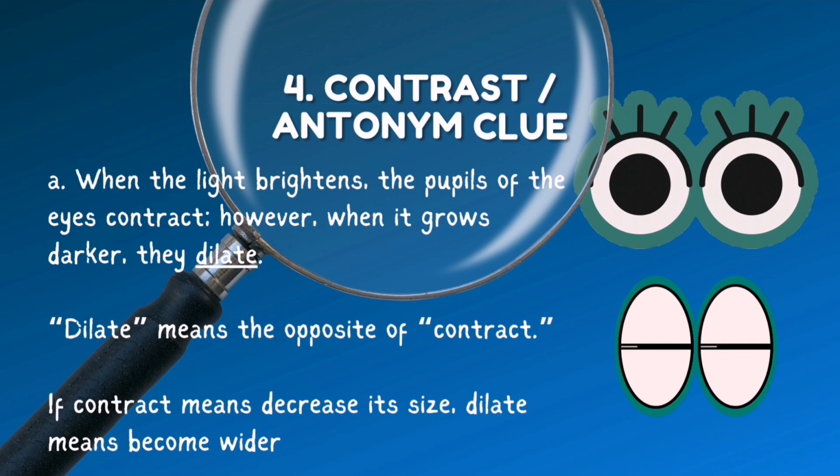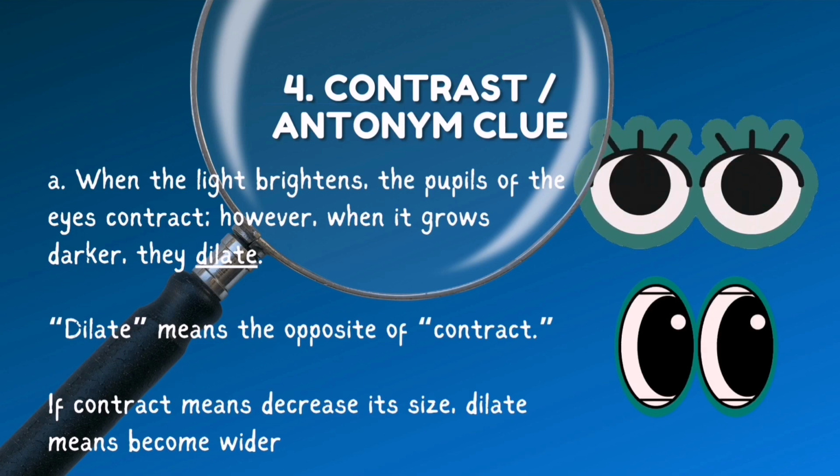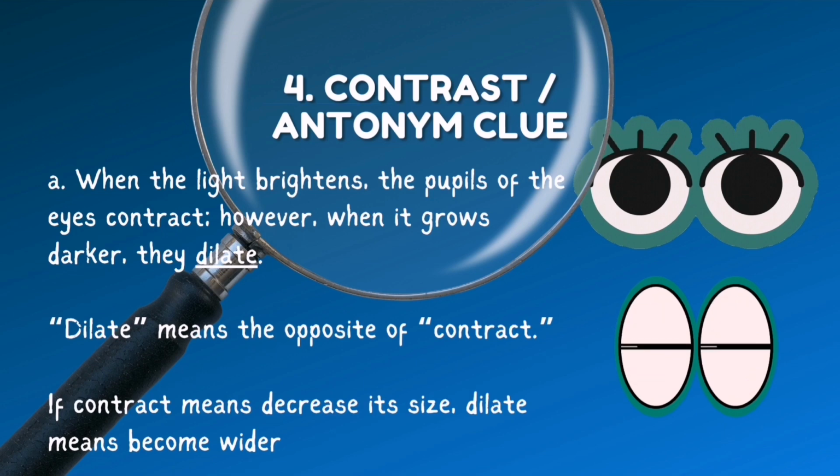For example, when the light brightens, the pupils of the eyes contract. However, when it grows darker, they dilate. Dilate means the opposite of contract. If contract means decrease its size, dilate means become wider.